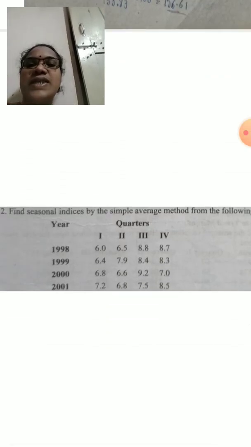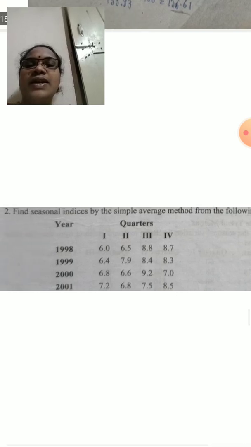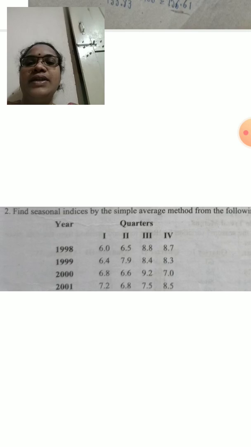Find seasonal indices by the simple average method from the following data. Years are given: 1998, 1999, 2000, 2001. Quarters are given: for the first quarter, 6.0, 6.4, 6.8, 7.2. Second quarter is 6.5, 6.9, 6.6, 6.8. Third quarter is 8.8, 8.4, 8.2, 7.5. Fourth quarter is 8.7, 8.3, 7.0, 8.5.